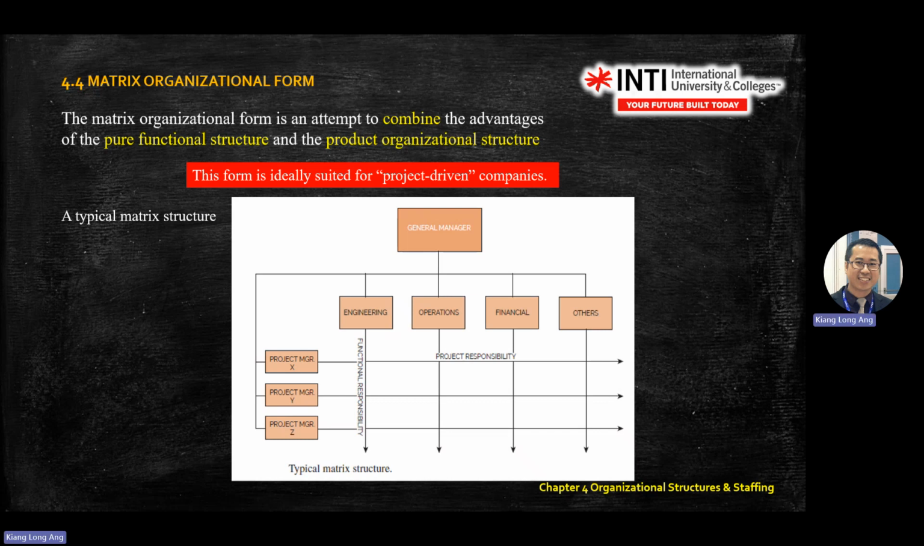So this person here, it reports to the engineering manager, but also reports to project manager X, this one. And so on. As long as there is a cross of vertical and horizontal, it falls under matrix structure. So this is a diagram that you can draw. Very high chances this kind of question will come out. This diagram easily costs you 5 marks just to draw this one.